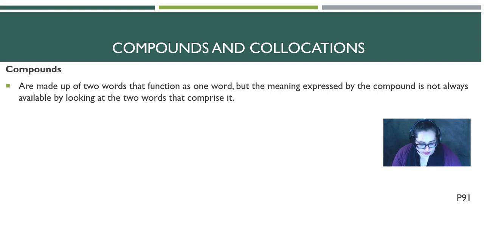The next word level discourse that your book mentions is compounds and collocations. This is now page 91. So reminder that this might be important stuff in the book. English skills development. So what are compounds? Compounds are made up of two words that function as one word, but the meaning is expressed by the compound and is not always available by looking at the two words separately that comprise it.